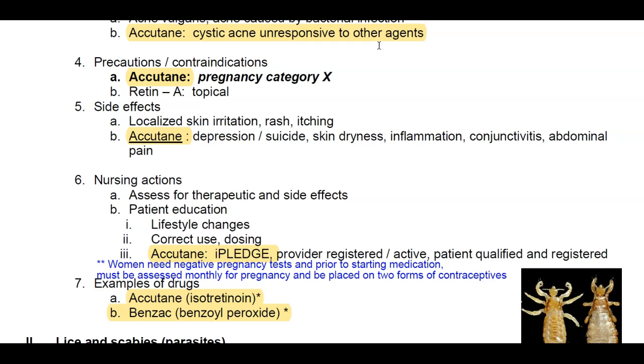guideline, wherein a woman who is prescribed Accutane should be on 2 forms of birth control, and in addition, they have to have 2 negative pregnancy tests, one prior and the second one right before their next appointment or follow-up. So they're very strict because, again, this drug is extremely teratogenic, or basically causes malformation of the unborn child. Examples of drugs under this class is your Accutane, which is isotretinoin, and you also have benzoyl peroxide. So benzoyl peroxide would be your topical agent.